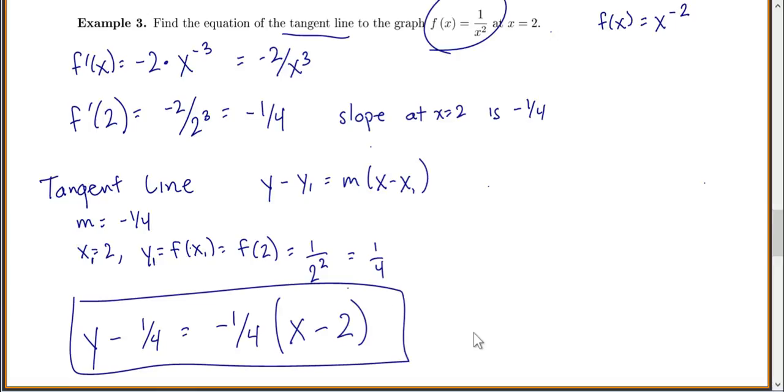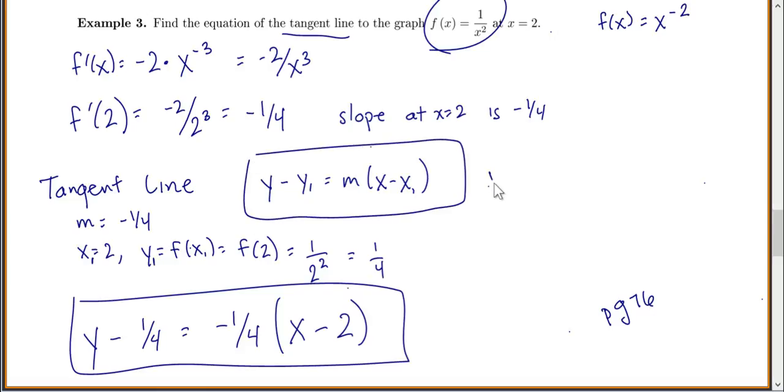If you look in your textbook, the bottom of page 76, there's a very official formula for the equation of the tangent line. I don't like memorizing new formulas if I don't need to, because you can find the equation of the tangent line using your old point-slope form. So you can memorize that new equation on the bottom of page 76, or you can just keep using the form you memorized years ago.